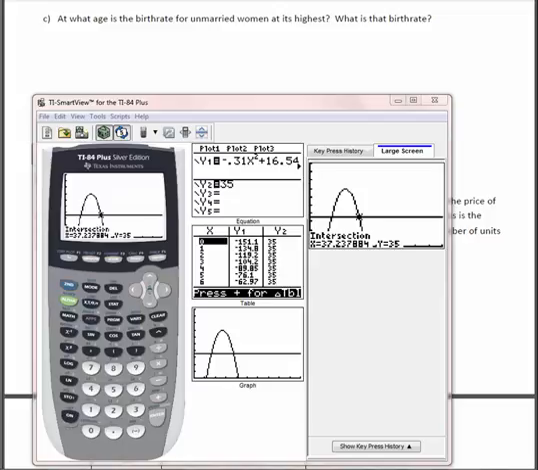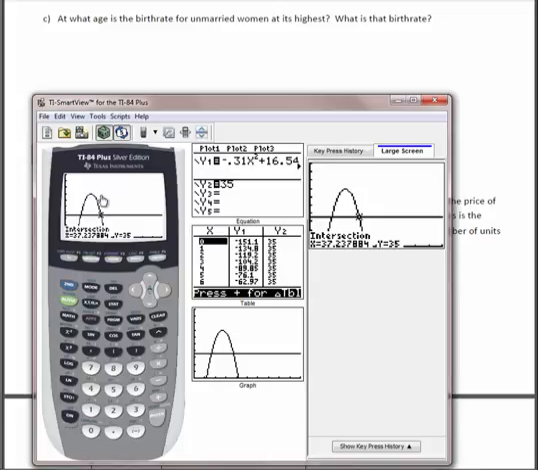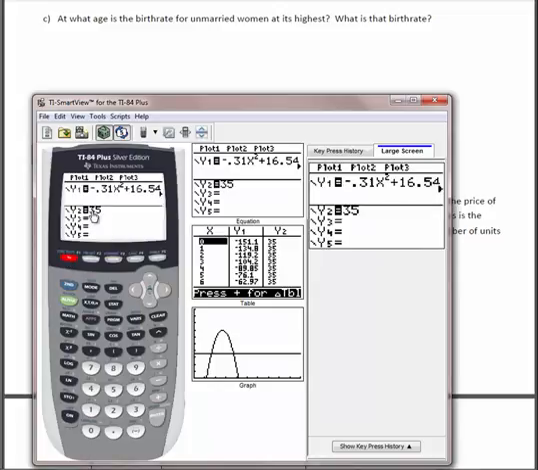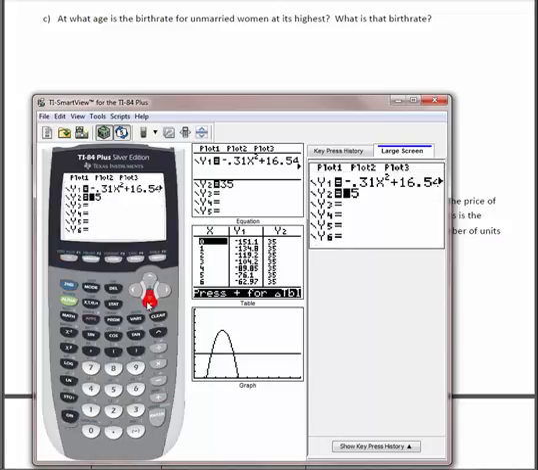The final question here is, at what age is the birth rate for unmarried women at its highest? And what is that birth rate? So once again, what we're really looking for is the vertex of the parabola. Going back into my y equals, I no longer need the 35. And so I'm going to go ahead and get rid of that one. Go down here and clear that so that I can graph just the original function.